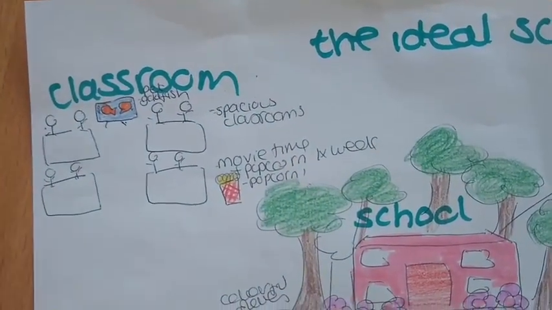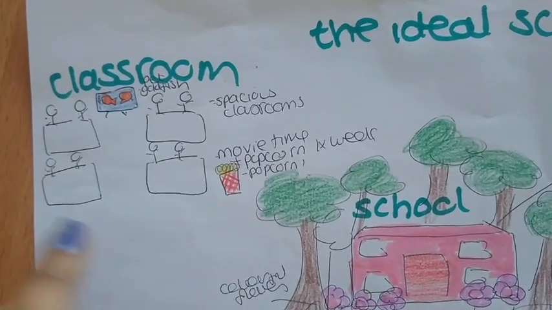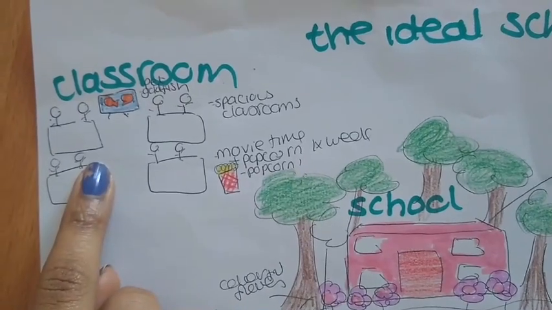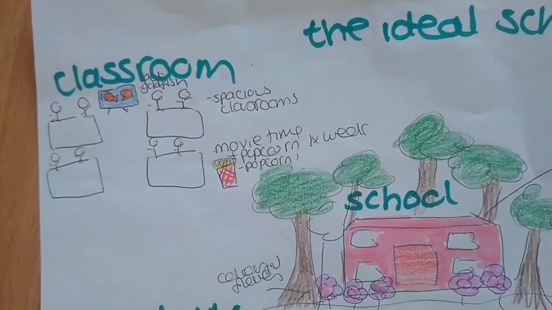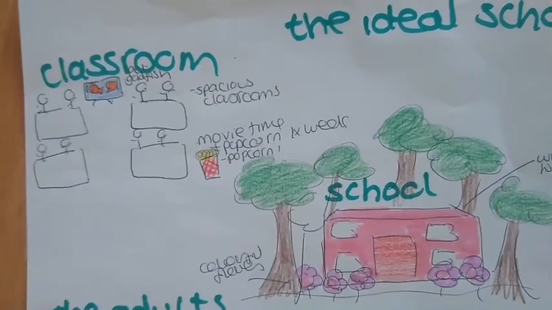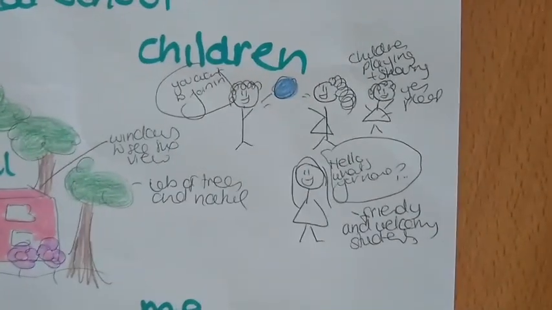So the classroom is really big, so it's really spacious. So like the children are kind of spread out on big tables. We have a couple of pet goldfish, and we would also have movie time and popcorn once a week. Fantastic. What about the other children in your ideal school?